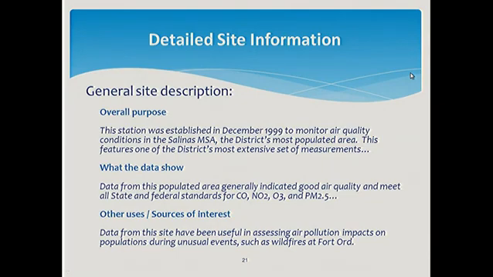So just to quickly let you know, if you haven't ever seen a detailed site information table, oftentimes for each site, it'll start off with a little narrative paragraph at the beginning that'll tell you the overall purpose of your station. Why was it first established there? What's it meant to characterize? What does the data show? Have you had a continuing downward trend, which is what we like to see, or have you actually shown exceedances at this particular site over the past couple of years? Also, other uses of this data or any sources of interest that your station might be characterizing.